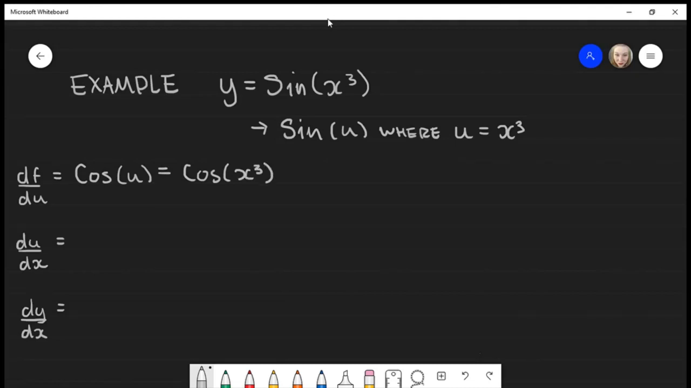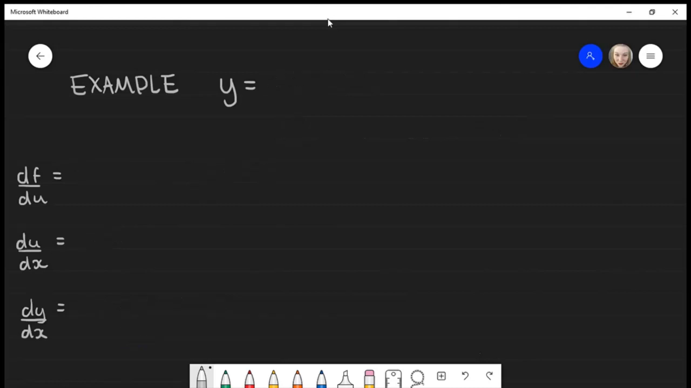Now we differentiate u is x cubed, and that becomes 3x squared. And again, to get the full differential, we need to times these together. So the full answer is 3x squared cos x cubed. We'll do one more example.